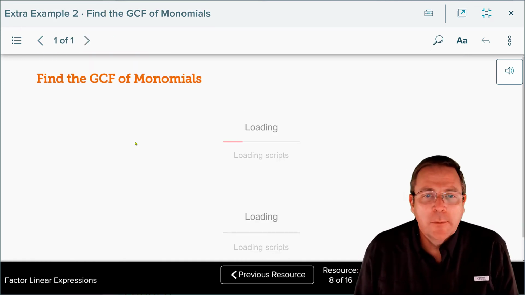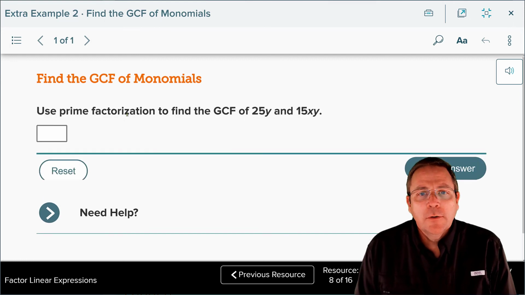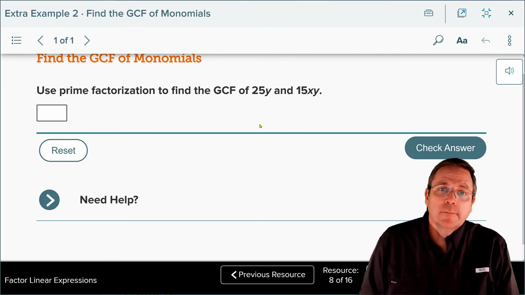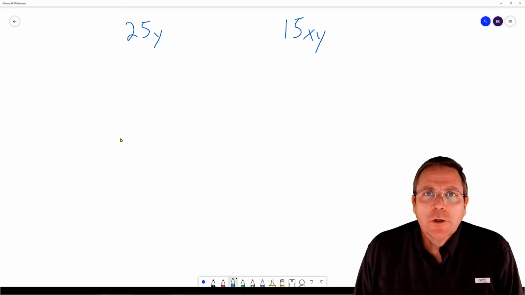And once again, it's going to be your turn. Use upside down division to solve this problem and find the greatest common factor of 25y and 15xy. Did your answer check well?